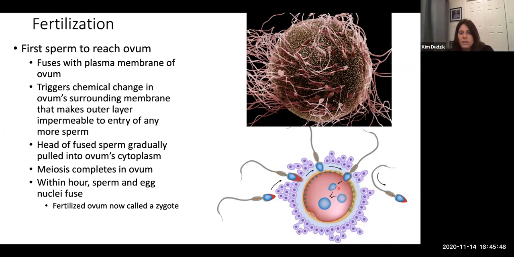Because again, the sperm has 23 chromosomes, the egg has 23 chromosomes, and humans can only have 46. If two sperm get in there, that's too many chromosomes and it's simply not going to develop. Okay, so once the sperm gets in there, really just his head, meiosis is then completed in the ovum, and within an hour the sperm and the egg fuse. Now the fertilized ovum is called a zygote because it's got a single diploid nucleus, and it's a single cell now.